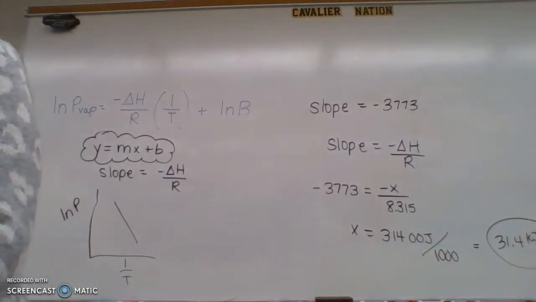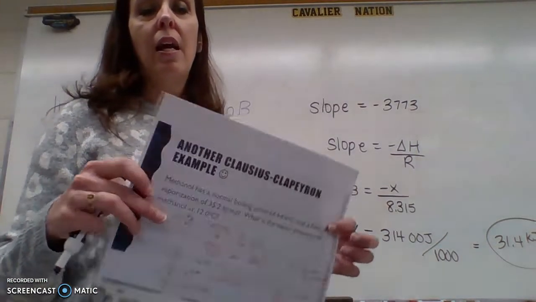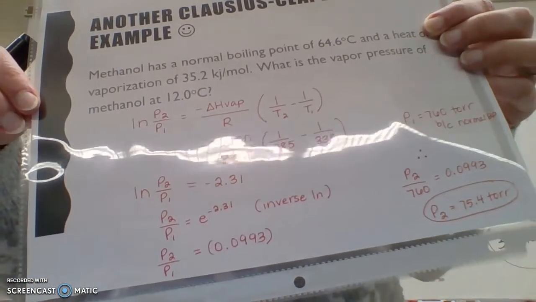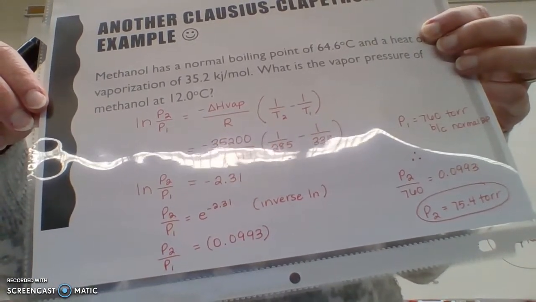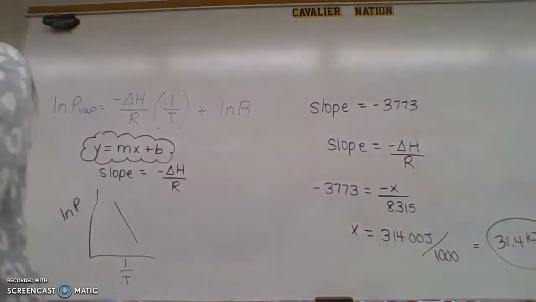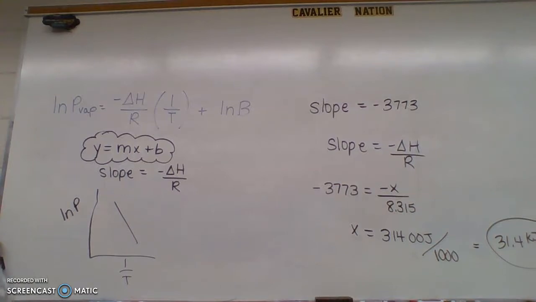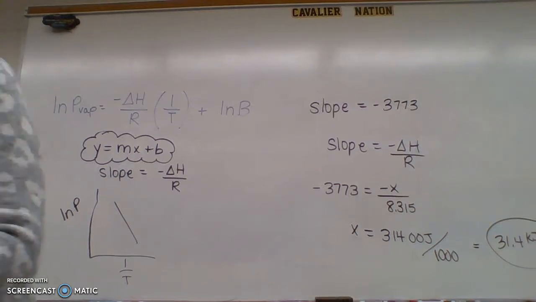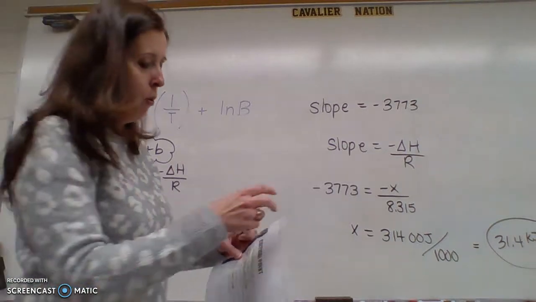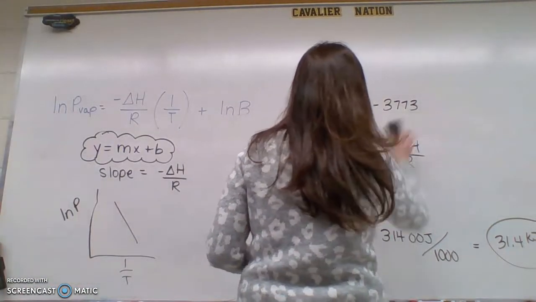Okay? Now, in your notes, I also put another Clausius-Clapeyron example. I'm going to show you my answer key to that and let you take a peek at that. And we'll talk about that in class a little more. Okay. Now, the next part of your chapter, because I want to make sure I get through everything for you guys, talks about critical points, supercritical fluids, that kind of stuff.